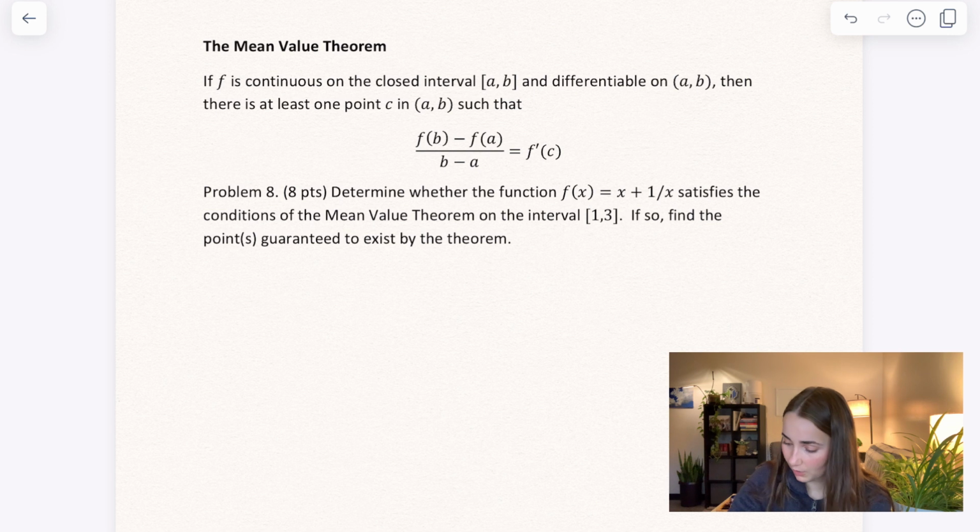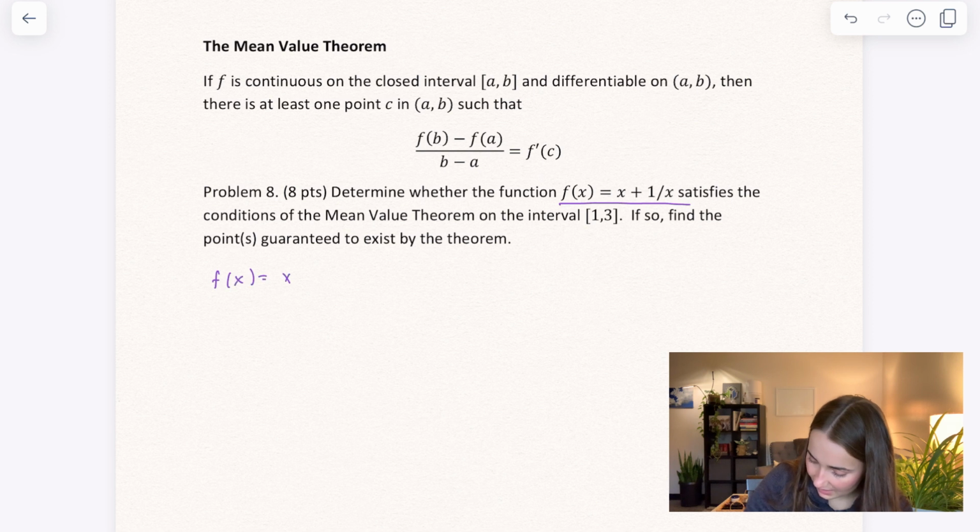And so we want to take this function right here, and we want to determine if it satisfies the condition of the mean value theorem. And then if so, we want to find the points guaranteed to exist by the theorem. So let's take the first derivative. I'm going to rewrite the function as x plus x to the power of negative 1. So here we can find the first derivative, which is equal to 1 minus x to the negative 2, or 1 minus 1 over x squared.